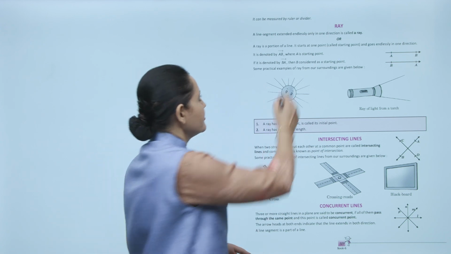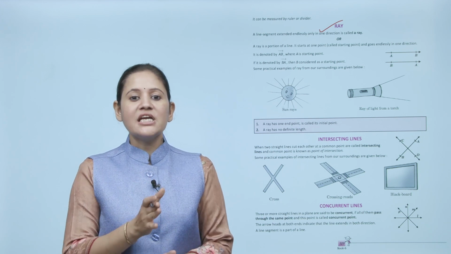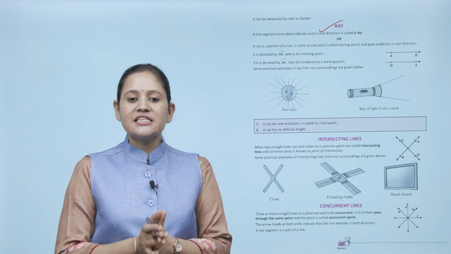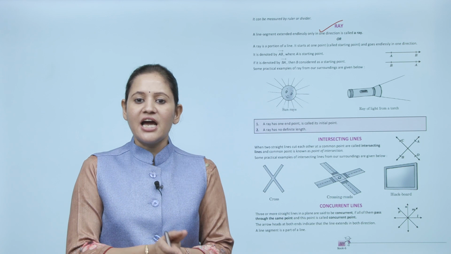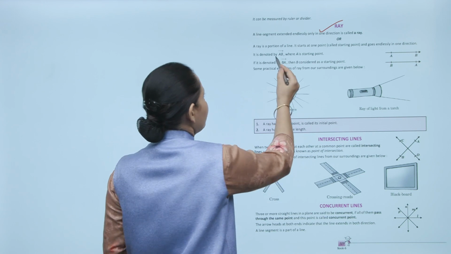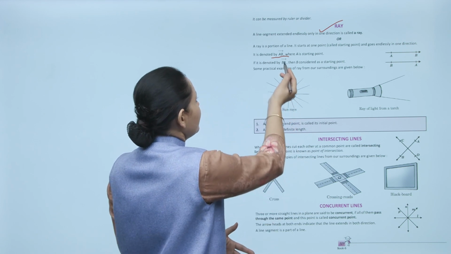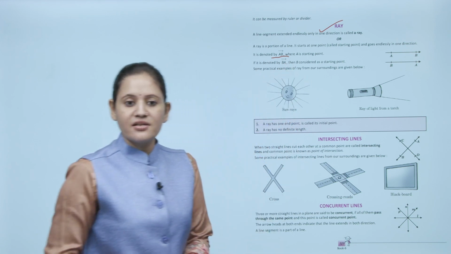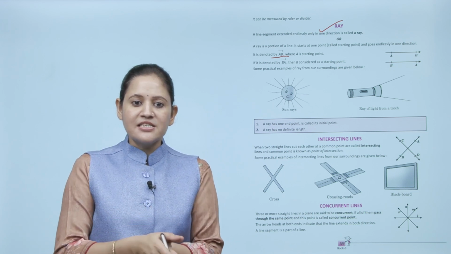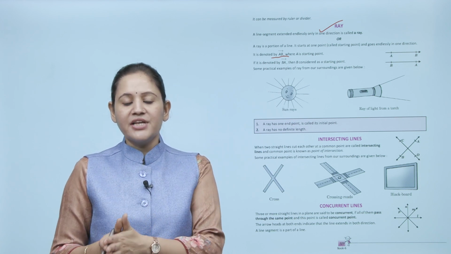Next is ray. A line segment extended endlessly only in one direction is called a ray, or a ray is a portion of a line. It starts at one point called the starting point and goes endlessly in one direction. It is denoted by AB with a one-sided arrow, that means it is a ray, where A is the starting point. We can't write ray BA because A is the starting point. Clear? If it is denoted by ray AB, A is the starting point; if it is denoted by ray BA, that means B is the starting point of that ray.